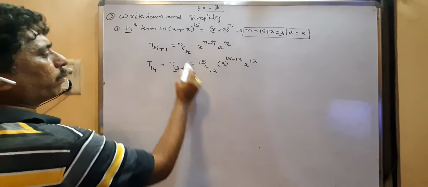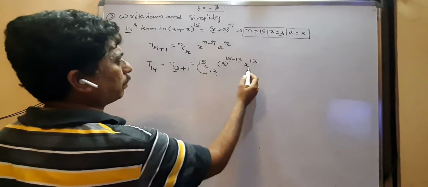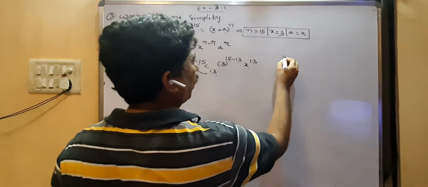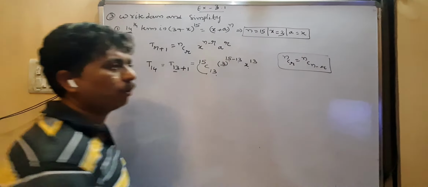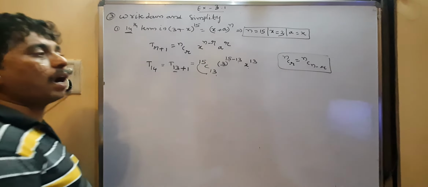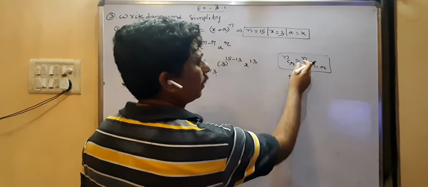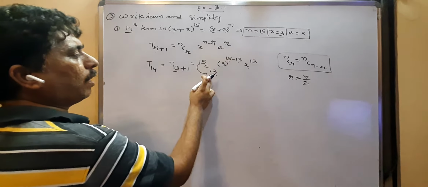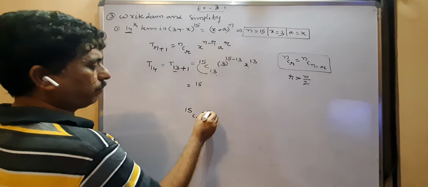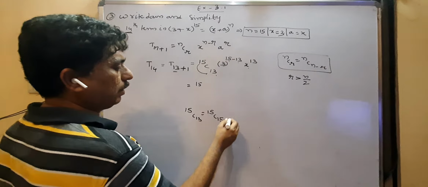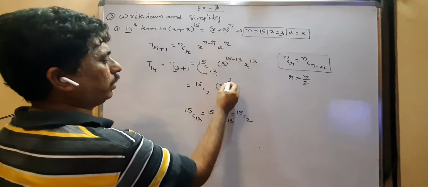First term power 3, the difference of the both, 15 minus 13. Second, x power suffix number 13. We know the formula nCr equals nC(n minus r). Whenever the r value is more than half of n, you can apply that formula. So 15C13 is 15C(15 minus 13), that is 15C2, times 3 squared, x power 13.